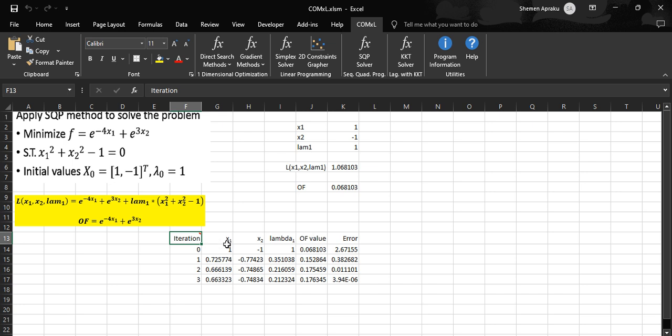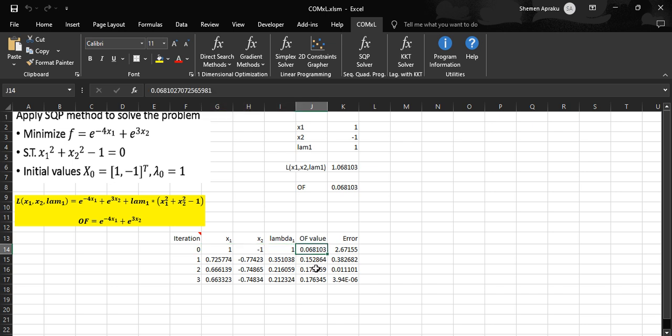So the SQP solver terminates on the third iteration. So we have the value of x1, x2, and lambda 1 to be this value over here. And our objective function at the point of convergence is 0.176345. So this is for the first one.